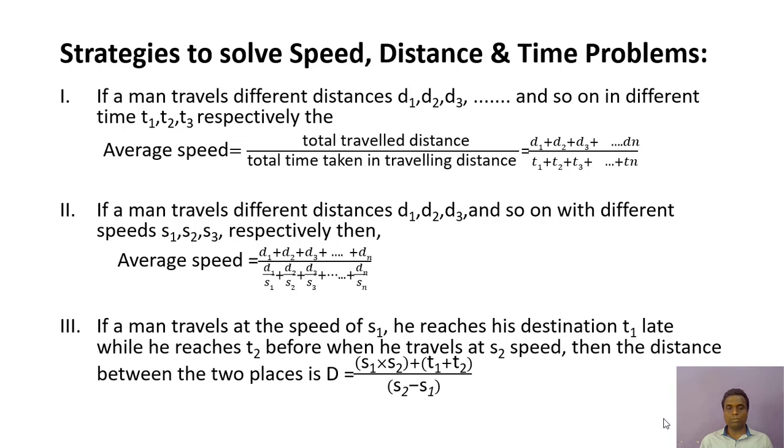So what is the distance between the two places? We have to find the distance between the two places. The distance between two places is given by the shortcut formula s1 into s2 into (t1 plus t2) upon (s2 minus s1). Children, this is a special case. These questions are seldom asked. So if you come across a question of this type, you can just substitute the values of the speeds and times and get the answer.